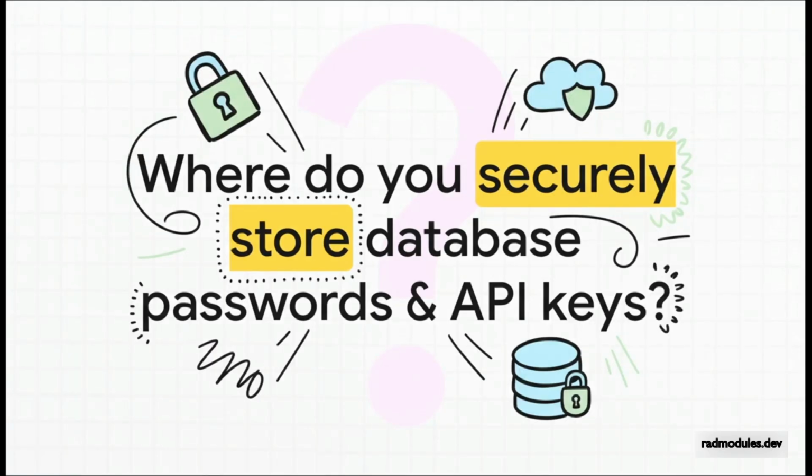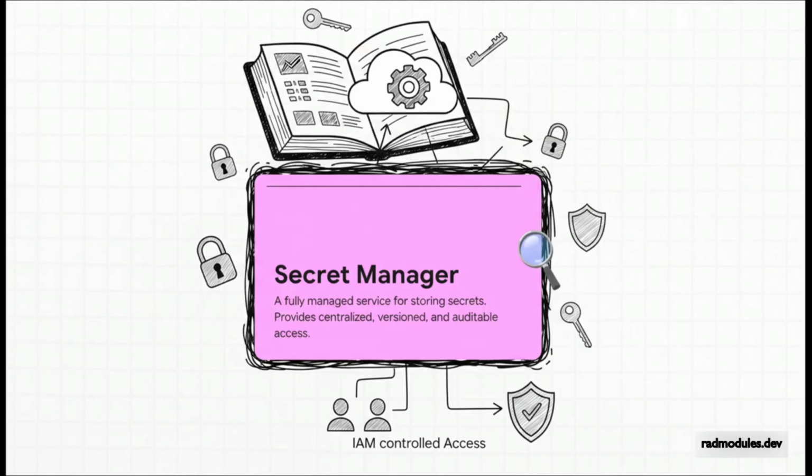You've got database passwords, API keys, all that sensitive stuff. You know you can't check it into your code. That's a huge no-no. And just sticking them in environment variables isn't great either. So, what's the right way to handle this? And the answer you need to know for the exam and for your real-world projects is Secret Manager.